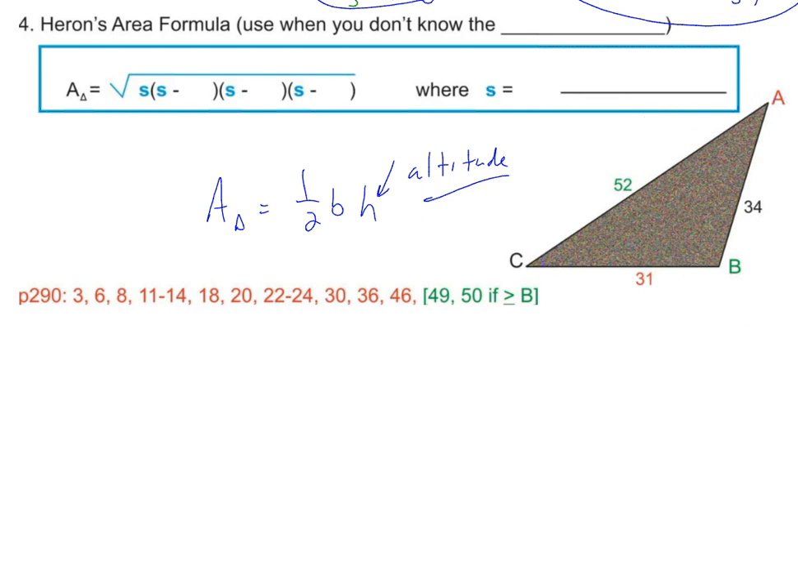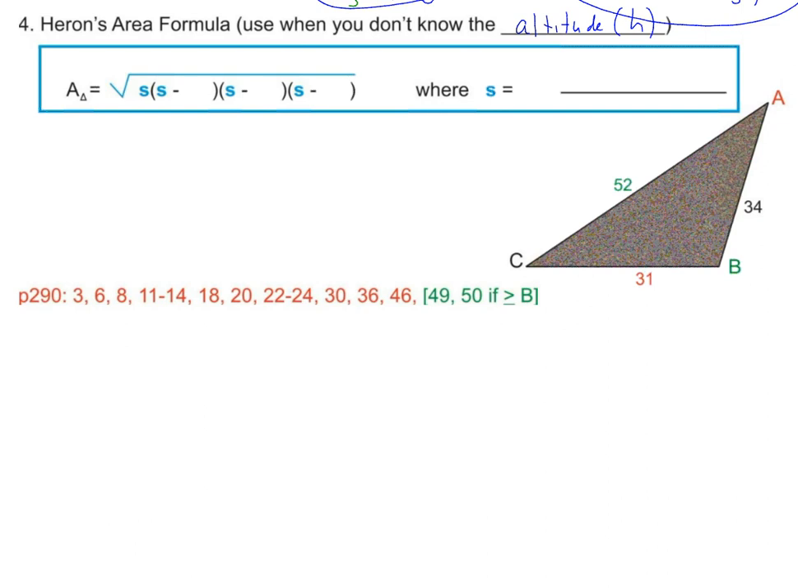I can't use it because I don't know the height, meaning I don't know the altitude. Therefore, we have another formula, Heron's area formula, and that's what we're here to talk about. Heron's area formula is used when you don't know the altitude, the height. You can't use 1/2 base times height. All right, here's how the formula goes.